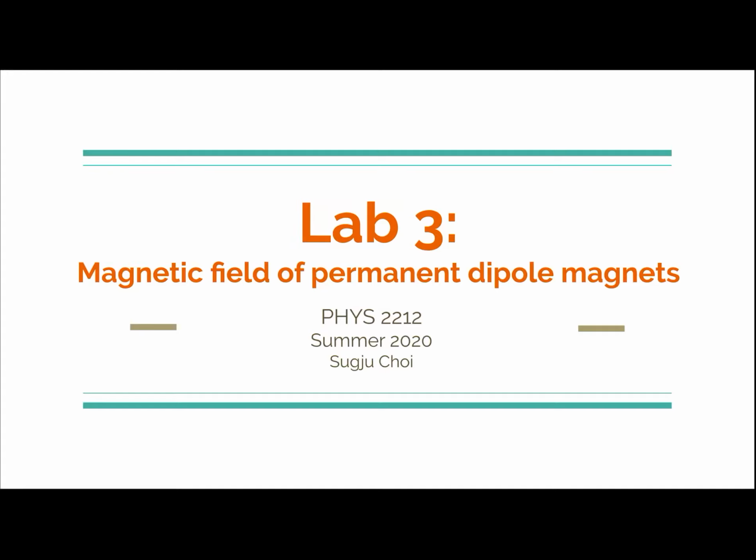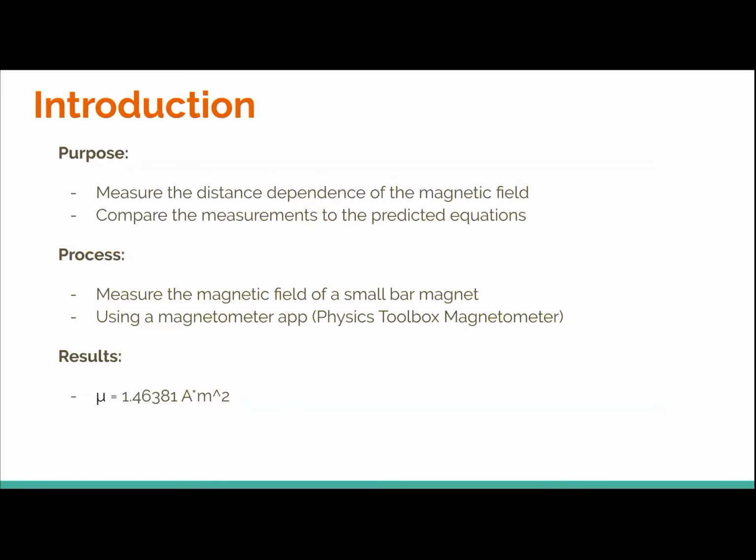Lab 3 is about the magnetic field of permanent dipole magnets. The purpose of this lab was to measure the distance dependence of the magnetic field of a small bar magnet and compare the measurements to the predicted equations derived. For the experiment, a magnetometer app was used to measure the magnetic field. For the result, the mu value was 1.46 amperes times meter square.